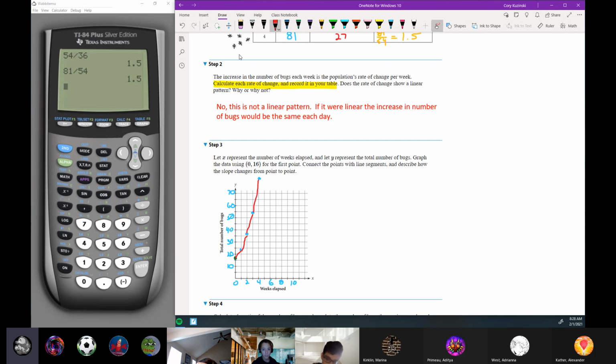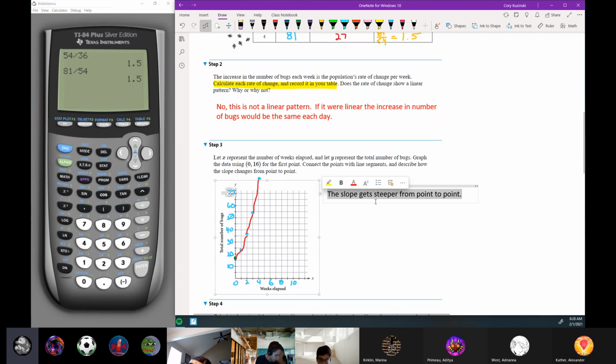Describe how the slope changes from point to point. So here's what I'm going to say. The slope gets steeper from point to point.